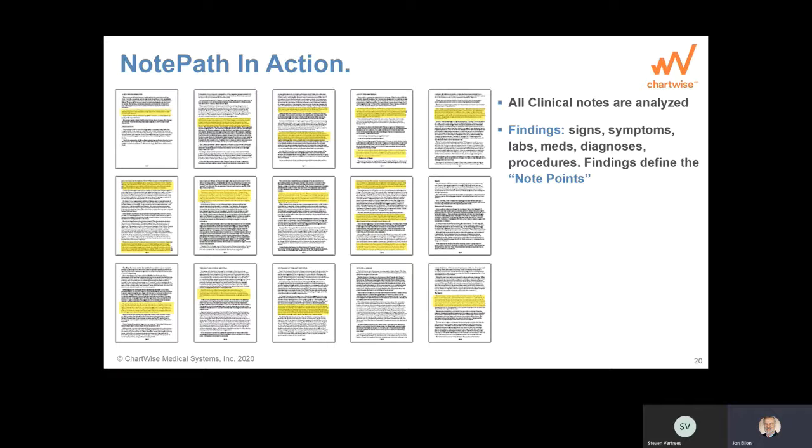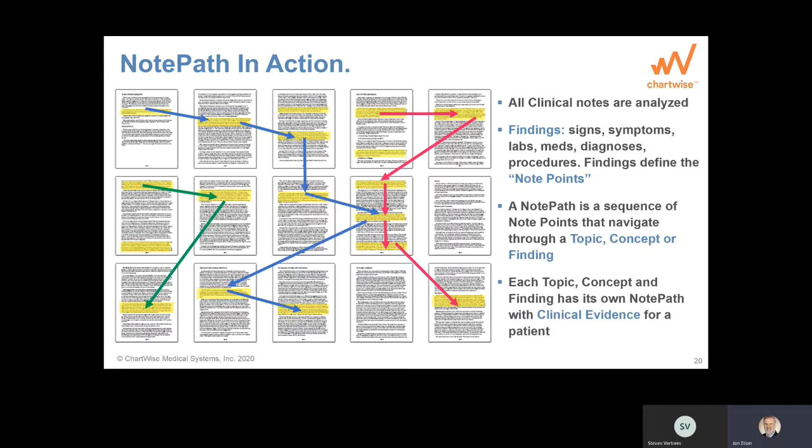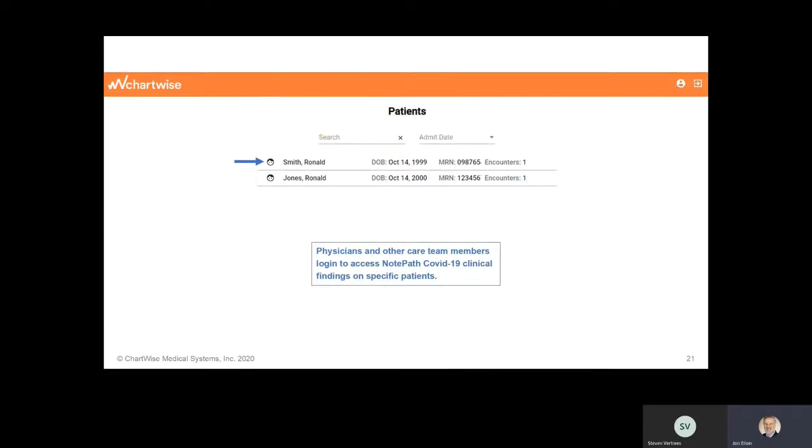And what NotePath does, the name actually comes from the fact that it knows how to put all these together into a way to navigate through the chart. The electronic medical record can be so huge that it can be very difficult to ferret out the pieces of information that you're looking for, but NotePath does that in a manner that makes it very medical, very easy to read, and it creates a path of a topic, a concept, or a finding, and lets you navigate the chart that way.